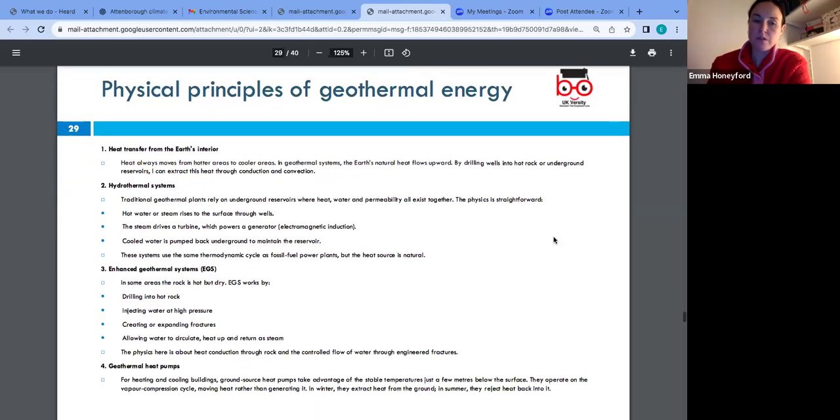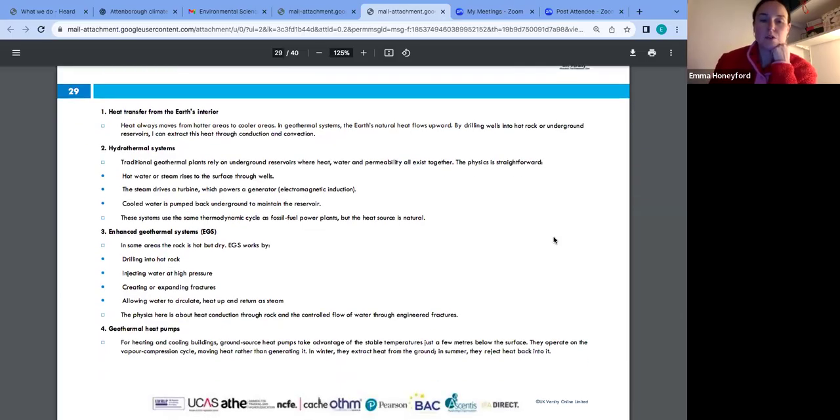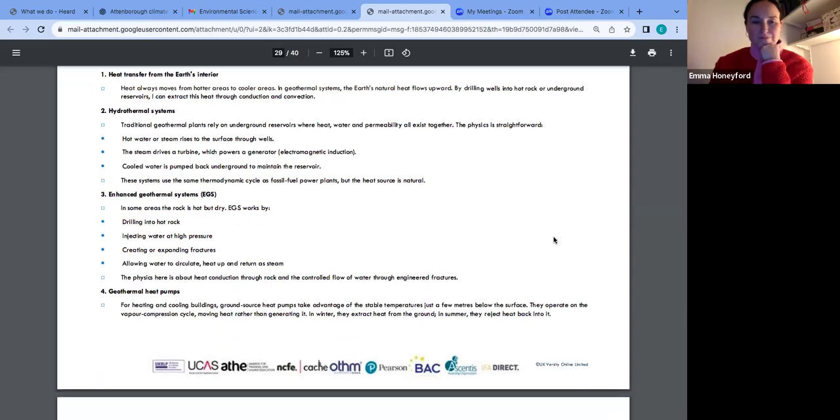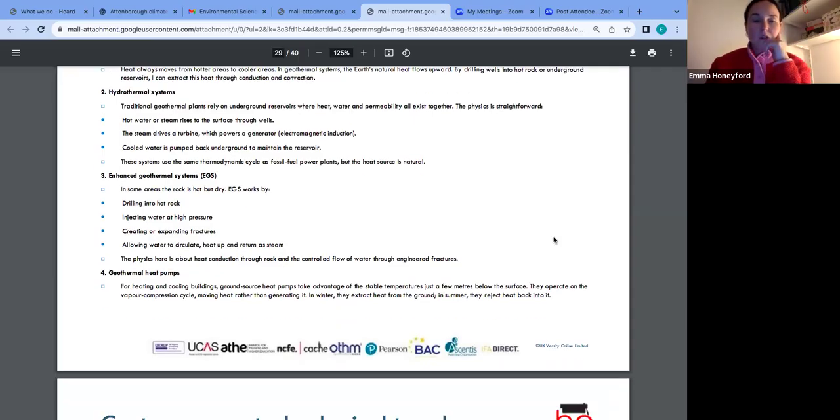The hot water or steam rises to the surface through wells. The steam drives a turbine which powers a generator. Cooled water is pumped back underground to maintain the reservoir, and these systems use the same thermodynamic cycle as fossil fuel power plants, but the heat source is natural, which is great.